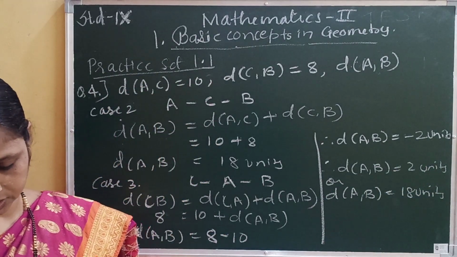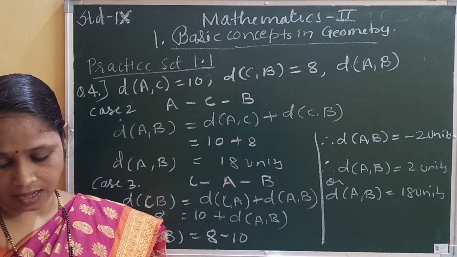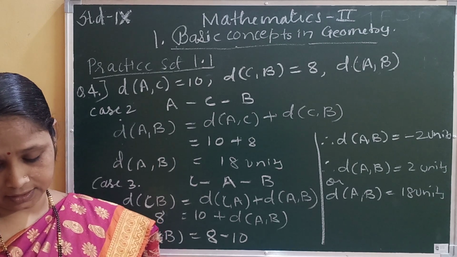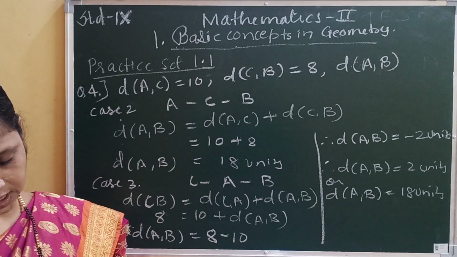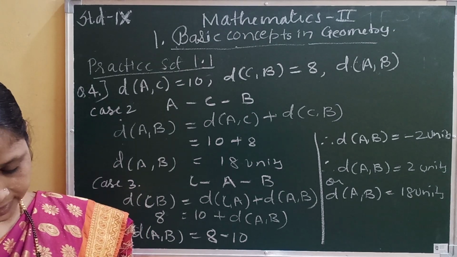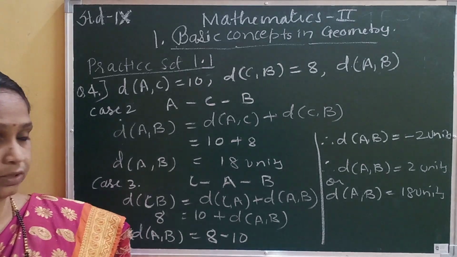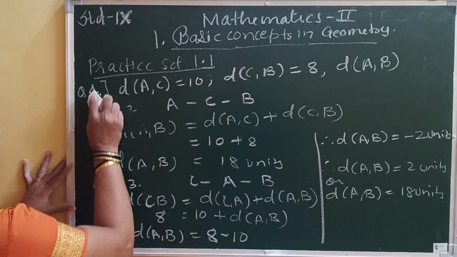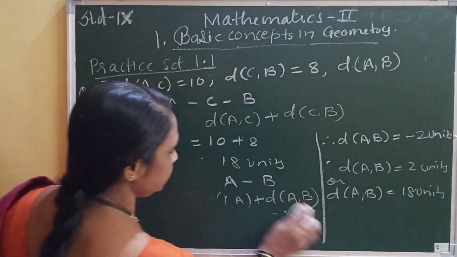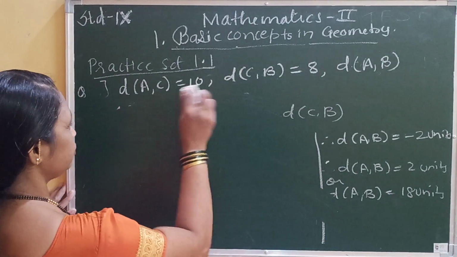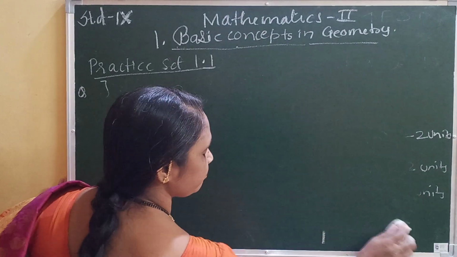Now next question is question number 5. Points X, Y, Z are collinear such that distance XY is given as 17 and distance YZ is given as 8. Find distance XZ. In the same way, there also will be 3 possibilities. Again, this question number 5 also we have to solve in 3 possible ways. We have to see how the point will lie in between the other 2.